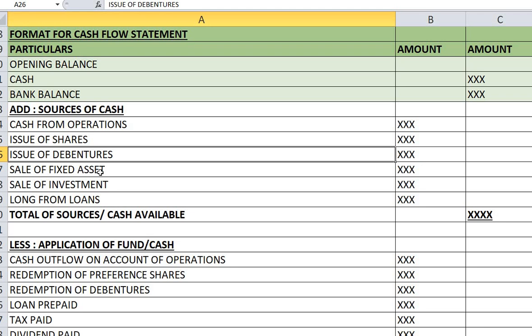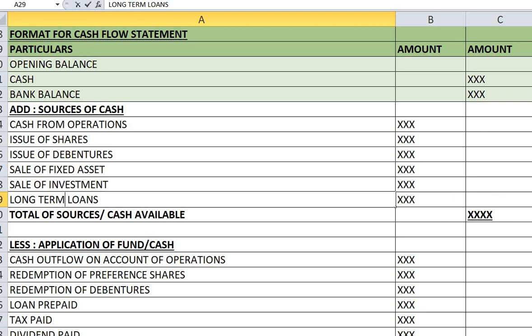And sale of any asset, it may be a fixed asset or an investment. If you are selling any asset or investment, it will give you money, and that money earned is a great internal source of cash. So that will also be added back. And long-term loans will act as a source of cash. So these items act as the sources of cash in the cash flow statement. You will have a total of cash available by adding all these items.